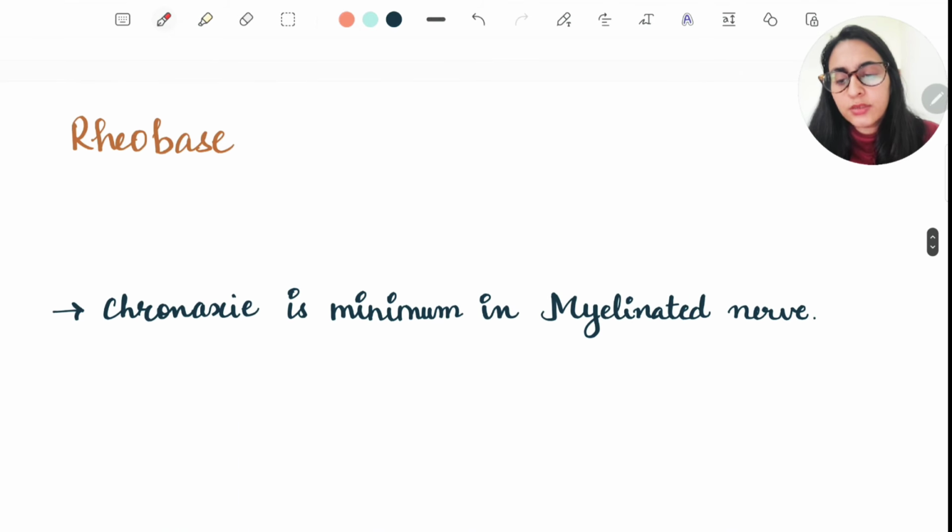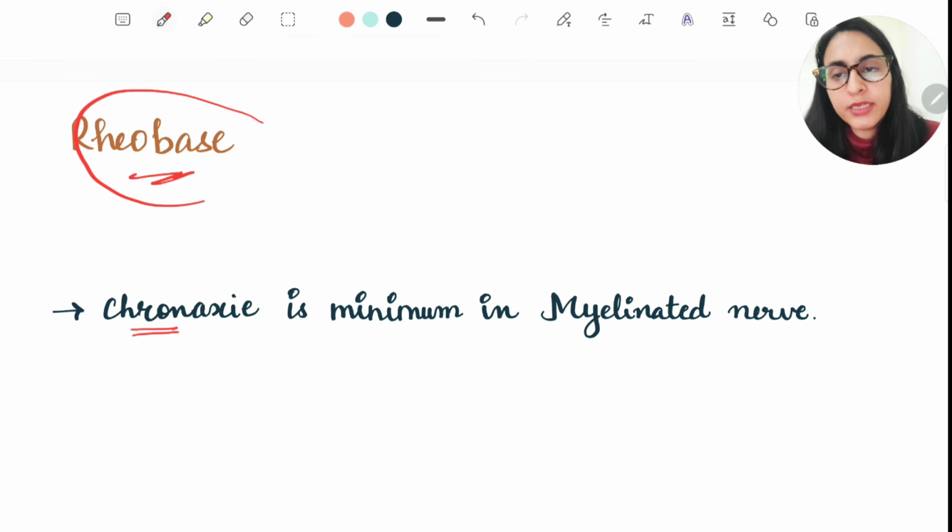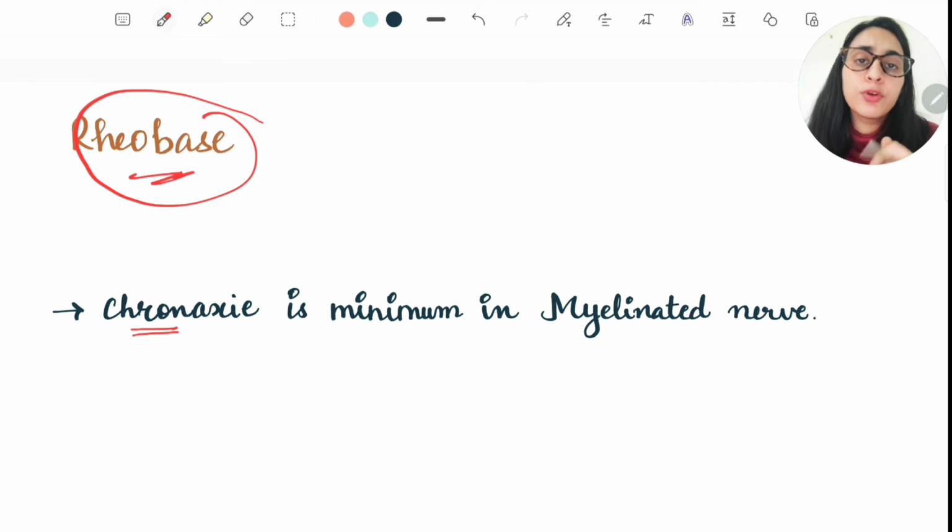Now, there is a previous question on chronaxie. For that, we have to understand what rheobase is. It is the minimum strength of a stimulus that can excite the nerve. So this is the minimum amount of stimulus that is required to reach the threshold so that action potential can be generated. And chronaxie is the time taken by the tissue to excite when the stimulus strength is double the rheobase. So it measures the excitability of a cell.